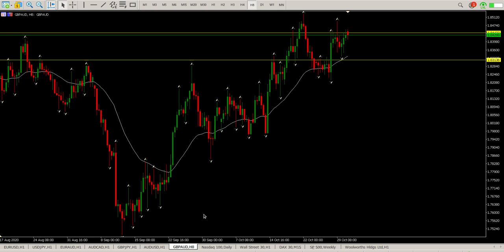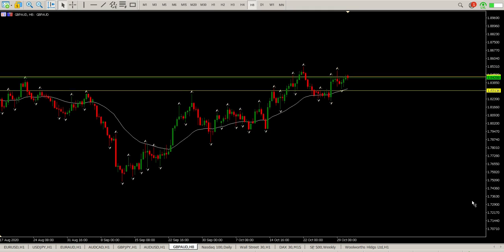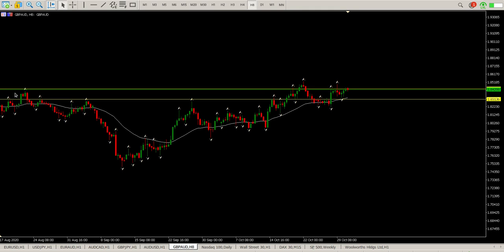Last pair here is the British pound Aussie dollar. So pound Aussie dollar, remember we have this inverse head and shoulders here. Okay, we've come down, we've tested, and now we've bounced off it.